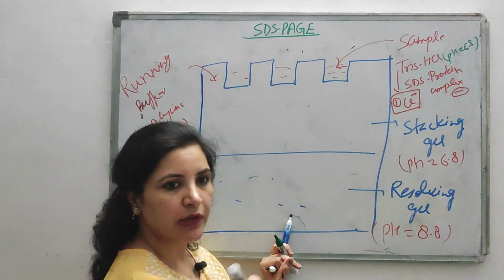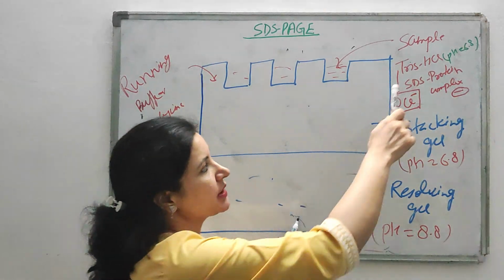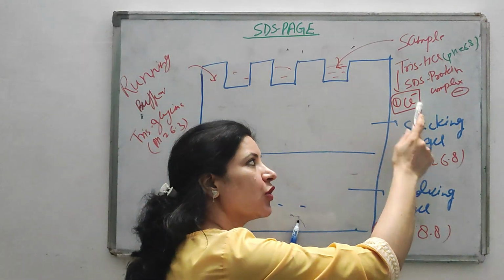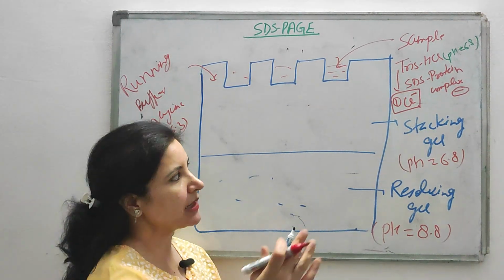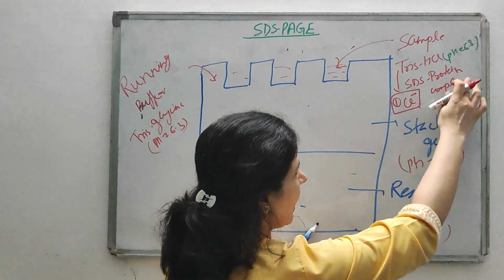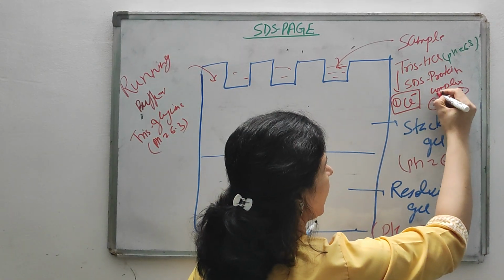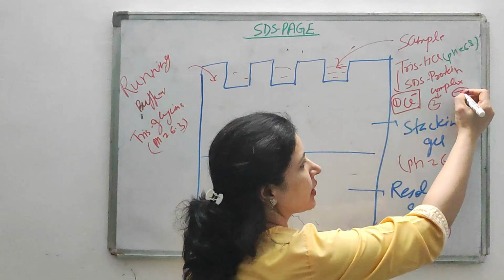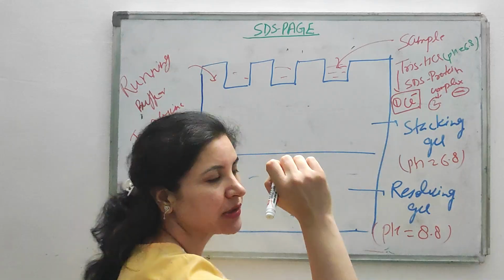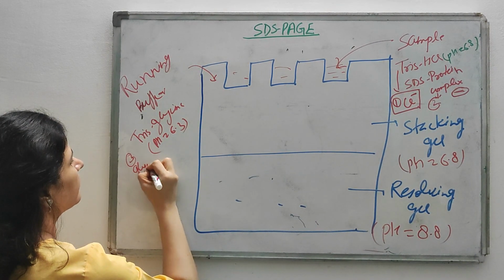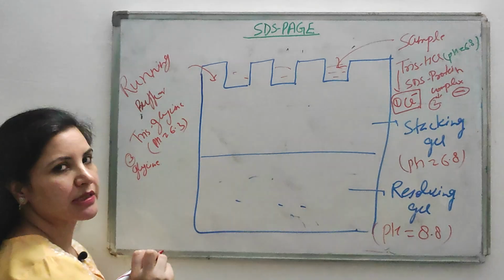Okay. First thing, from this, what is the role of this Tris-HCl? From this Tris-HCl, you will get your chloride ions. And chloride ions, you know, the charge on the chloride is your negative charge. And second thing is your SDS protein complex, which you have prepared as your sample, and it also carries overall your negative charge. And third here is your what? Glycine. Glycine is what? The simplest amino acid.